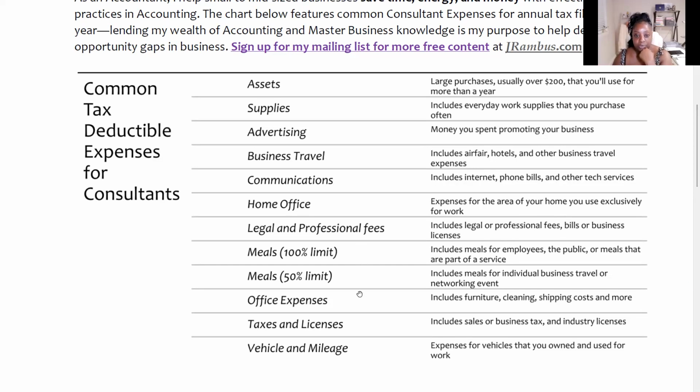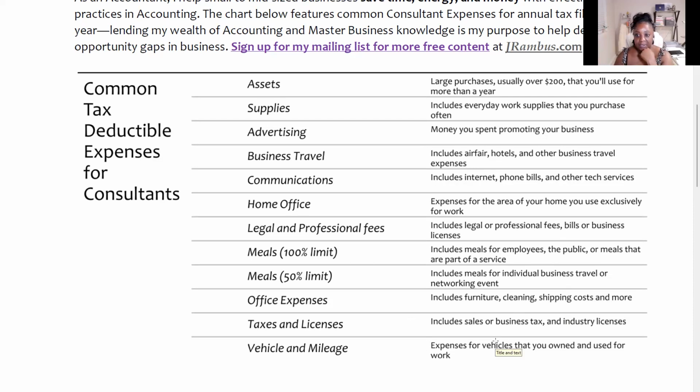Then we have meals, right? You can have one meal bucket or you can have multiple. The choice is yours, but when it's time to file taxes, you do have to split them out with 100% limit or 50% limit. Then we have office expenses, furniture. Now, if furniture exceeds that threshold of 200, 500, whatever you set for your business, then that is actually going to be an asset and not an expense. So just keep that in mind. But other costs like shipping costs, those are all office expenses.